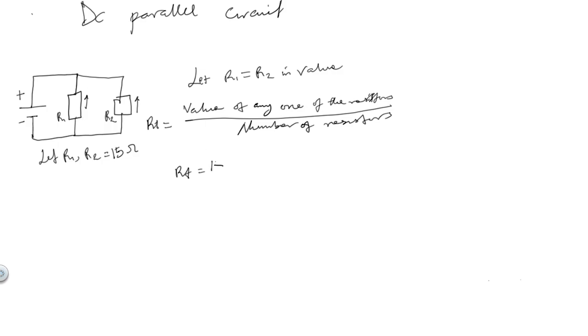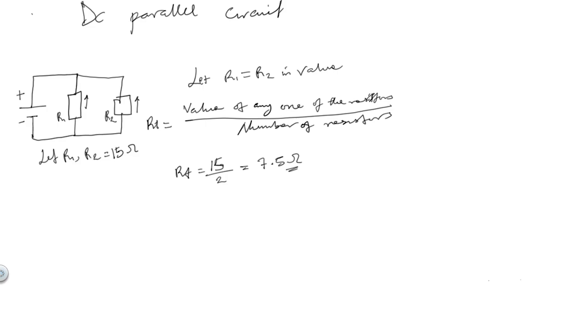So we'll have this 15 all over. How many resistors do we have? We have two resistors, which will be equal to 7.5 ohms. Always remember the value as we spoke about it in our last class. Always keep the value in mind. So that's that for that.